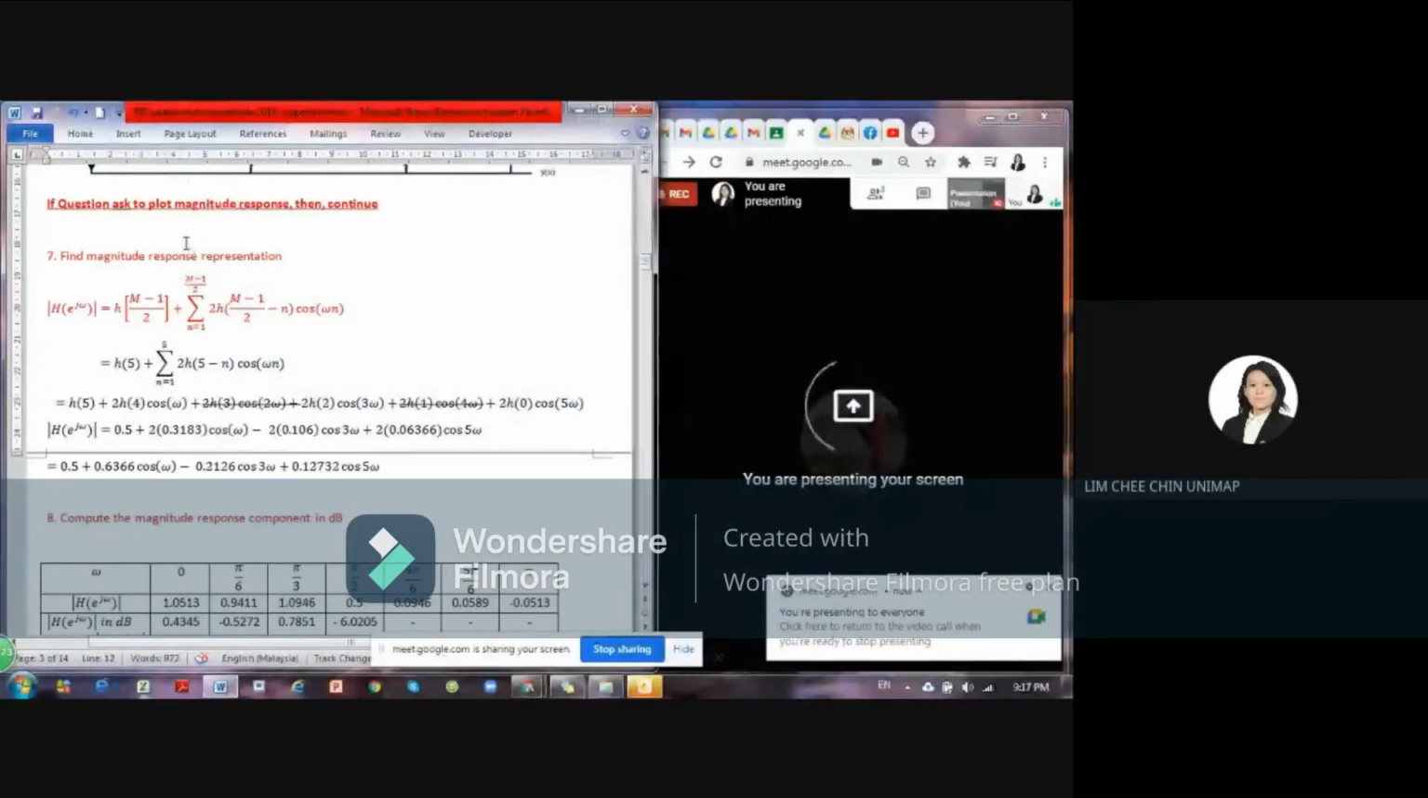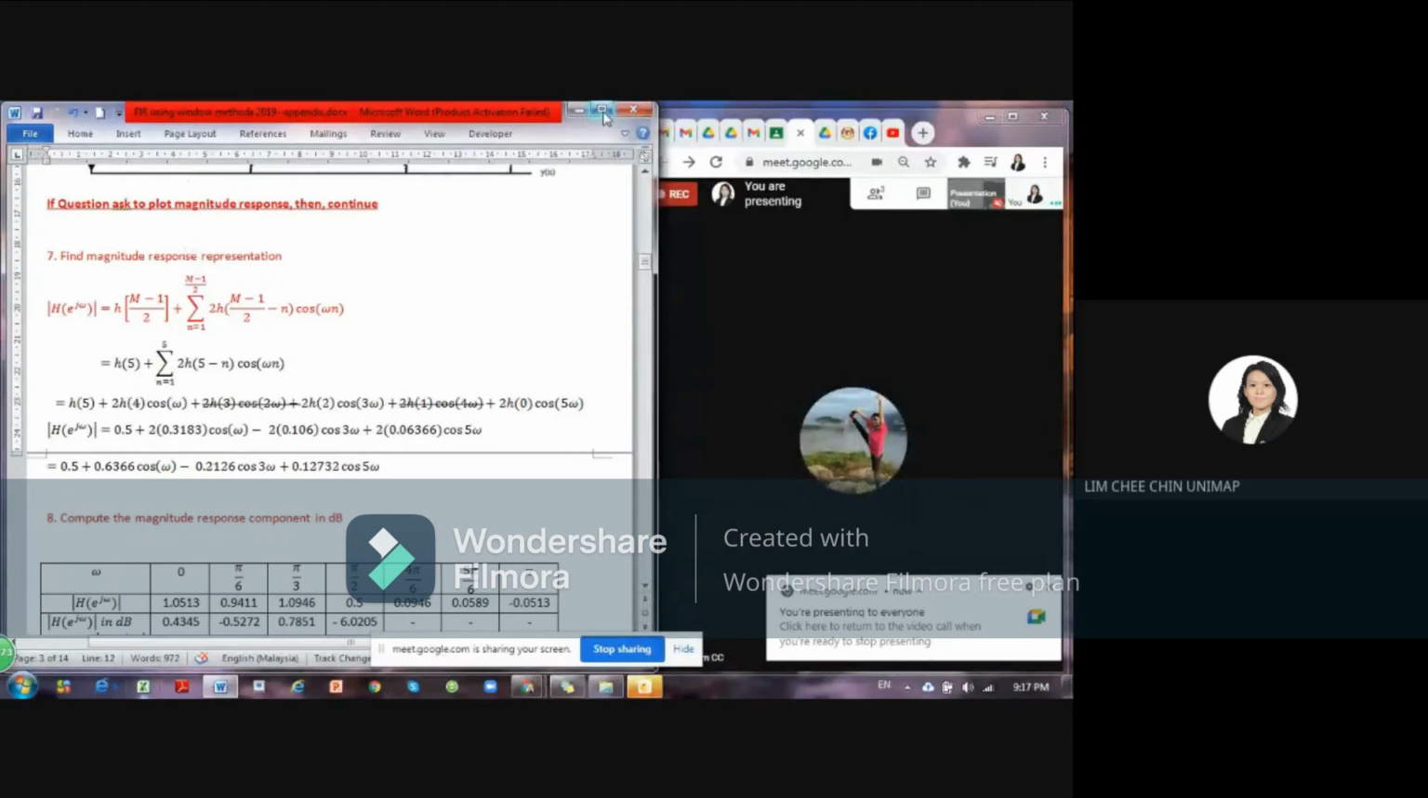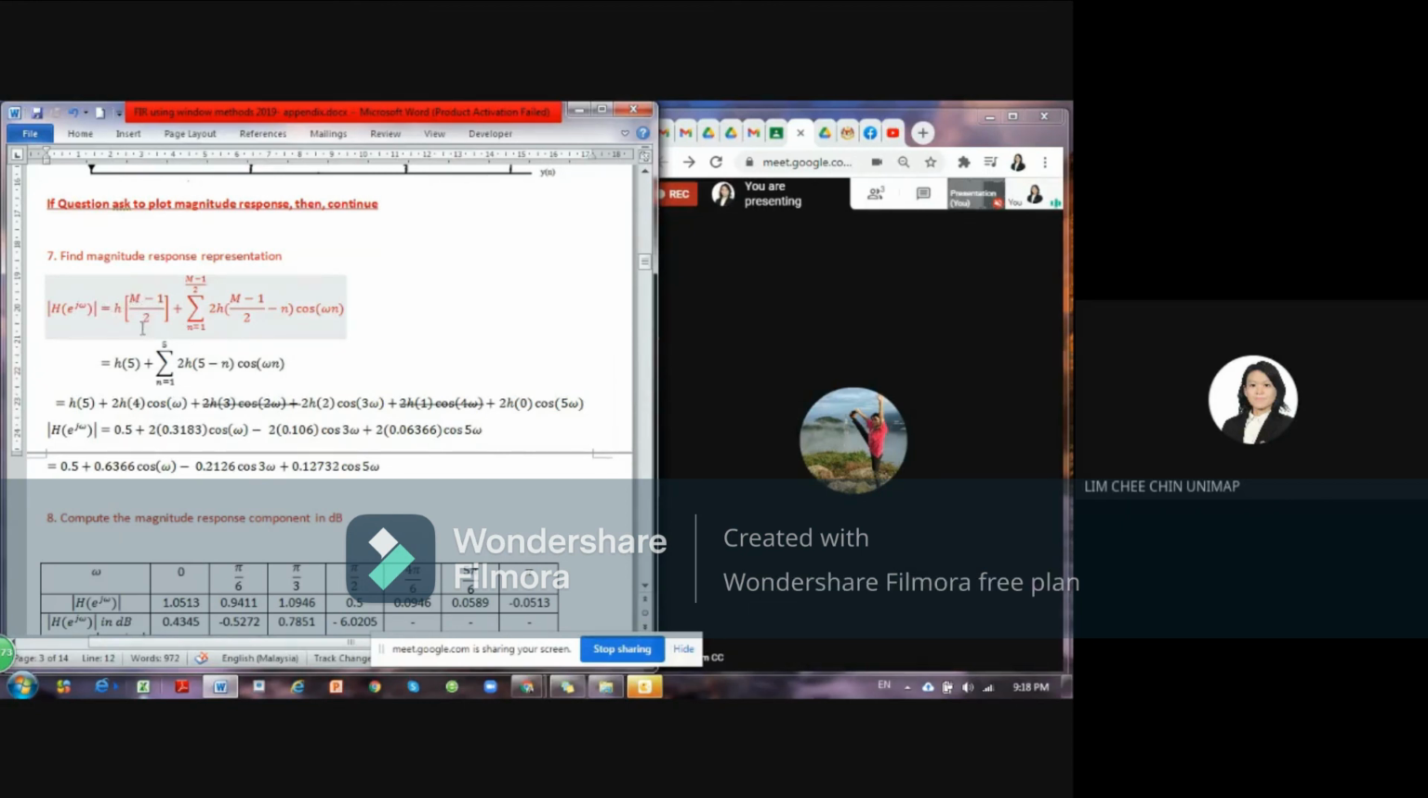Our questions here. So we continue to find the frequency response. To find the frequency response representation, we use this equation: modulus of H(e^jω) equals h((M-1)/2) plus the summation, n equals 1 to (M-1)/2, of 2h((M-1)/2 - n) cos ωn. You calculate that (M-1)/2 is 5. So here also is 5, here also is 5, and the cos.